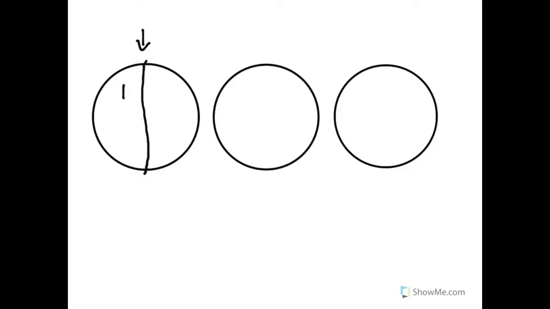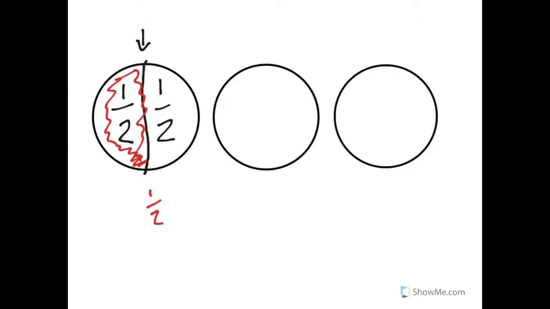This side is 1 part out of 2 total parts, so 1/2, and this side is 1 part out of 2 total parts. Okay? And let's say this was, for example, a pizza, and I was going to eat this whole side. I would have eaten 1/2 of the pizza.